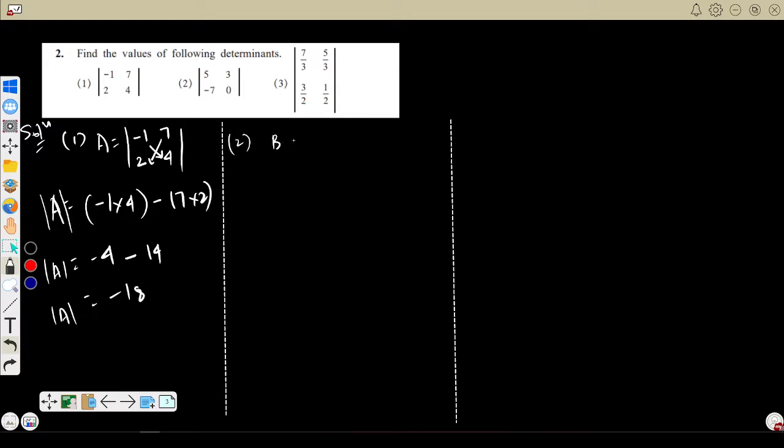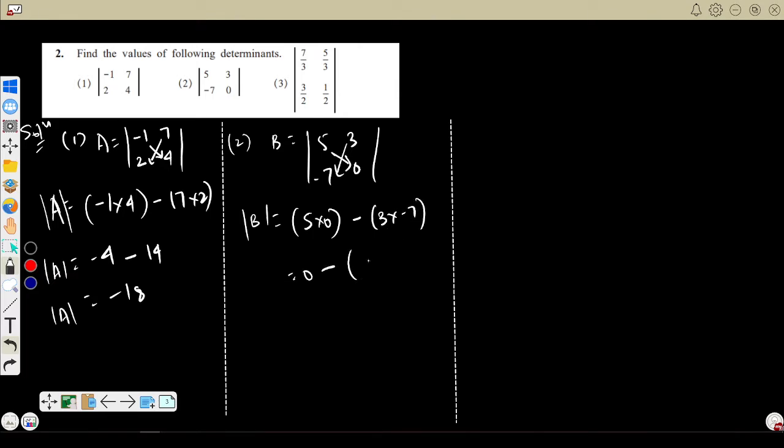I assume that the determinant is B, which is 5, 3, minus 7, 0. So to find the value of this determinant, we'll use this symbol B enclosed within two vertical lines. The method is same, multiply this with 0, 5 multiplied with 0, then minus 3 into minus 7. So this is 0 minus 3 into minus 7 is minus 21. So minus minus will be plus, the answer is 21. The value of determinant B is 21. I hope this is clear to you.